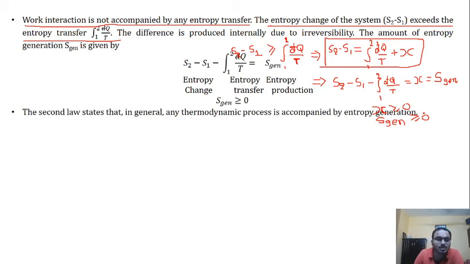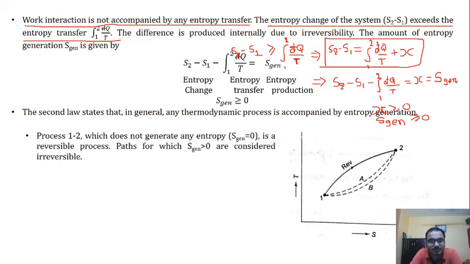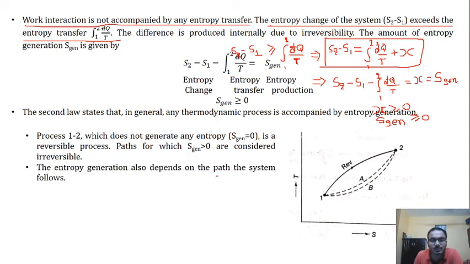So the second law states that in general the thermodynamic process is accompanied by entropy generation. Now we will take this small example here. Process 1 to 2 does not generate any entropy, that is S generation is 0 because it is a reversible process. Now there are two paths that we have taken, path A and path B. Both are going from state 2 to state 1 with some entropy generation. Okay, so the entropy generation also depends on the path of the system which it follows.